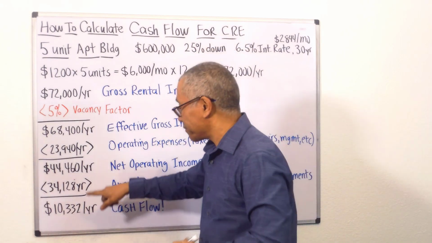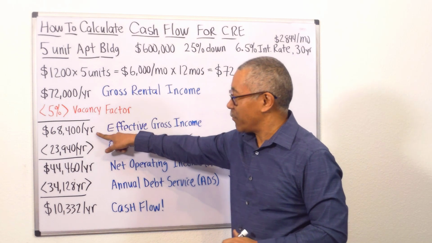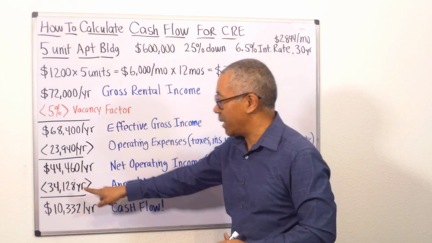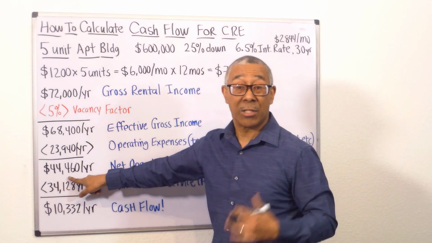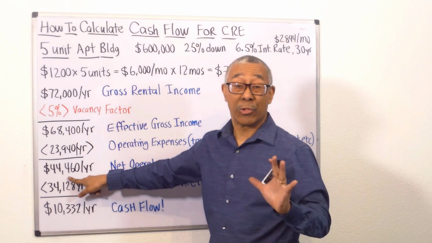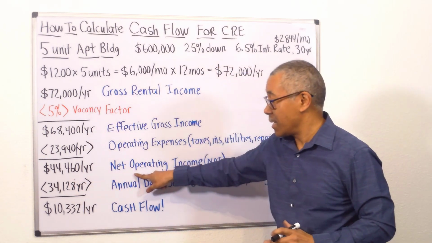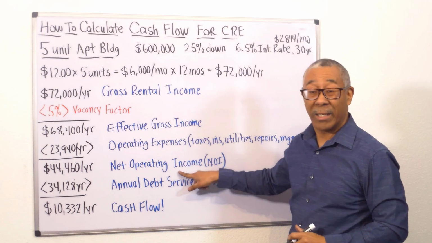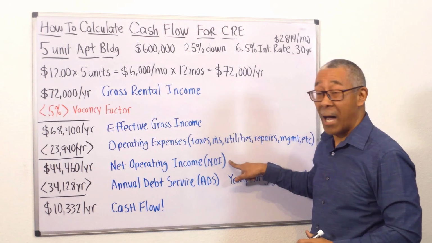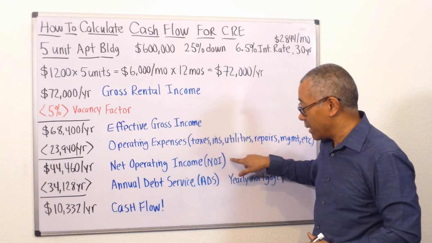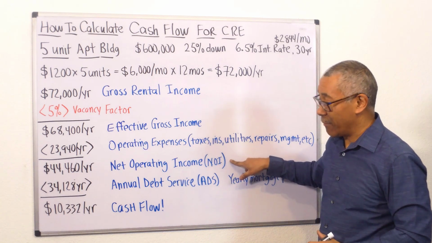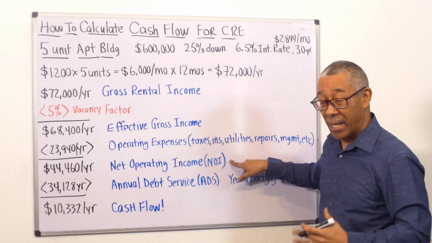Got it? All right. So the $68,400 minus your operating expenses equals $44,460. Very crucial number in commercial real estate. We call this the net operating income, or NOI. Okay, very important number. This is a driver of the commercial property values, okay, and cash flow.